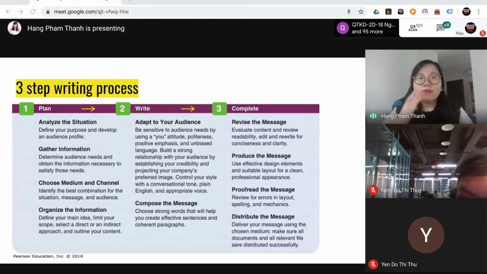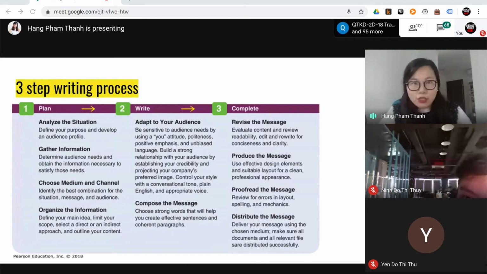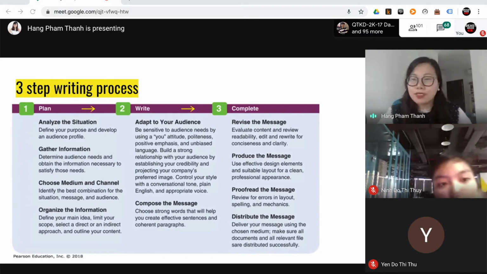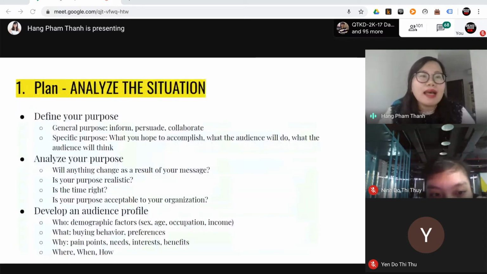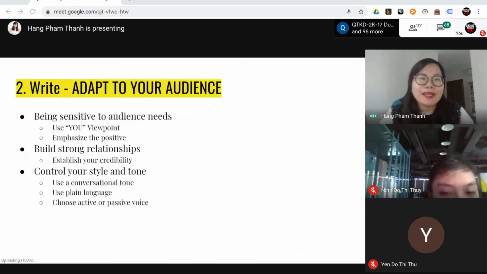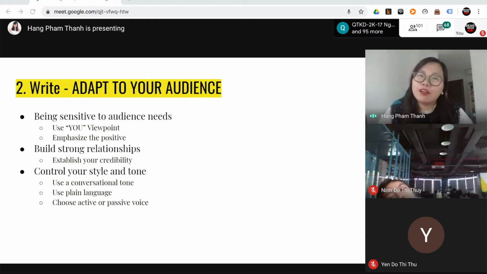Okay, so now we will move on to the second stage of the writing process, which is the actual writing. So in the actual writing here, we will focus on 2 main points: how to adapt to your audience and how to compose the message. Okay, so how to adapt to your audience. If you already understand your audience really well, I think you wouldn't have any problem adapting to your audience, because you know what they like, right? What they prefer, what type of writing style they will easily read and understand.